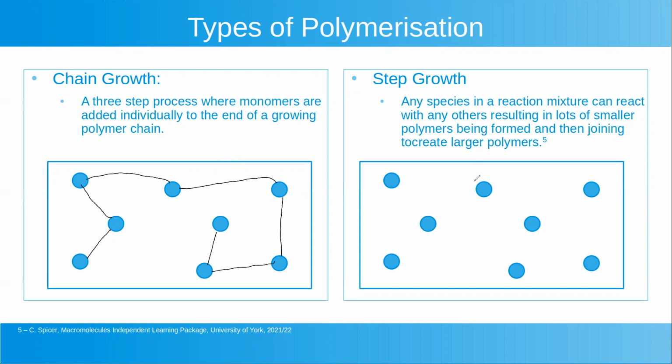Our second type of polymerization is step growth, where any species in the mixture can react with another one. So we can form lots of sets of dimers, where we've got 2, and we can form trimers. And then all of these smaller polymer chains join together to again make a longer polymer chain. In this process, the length growth is exponential because it starts by slowly increasing in length. We get lots of small polymer chains, and then as the smaller chains join together, we get a long polymer chain.